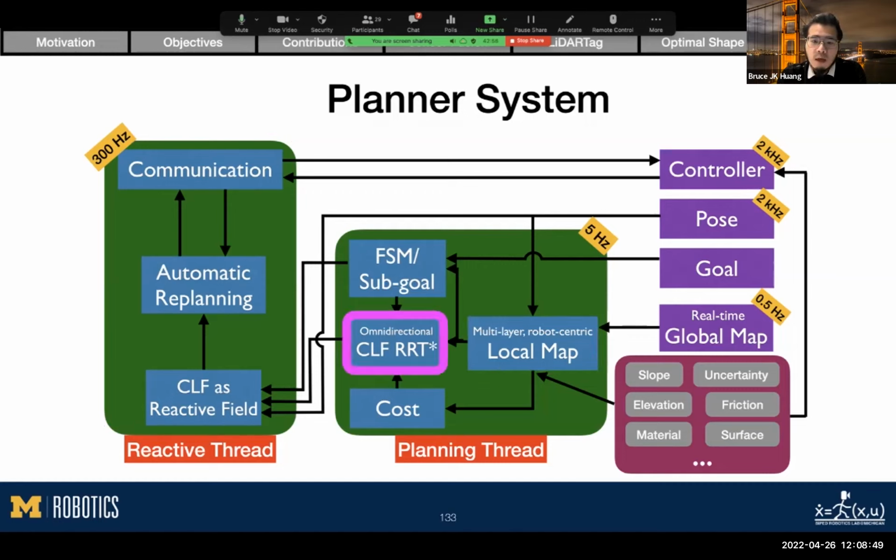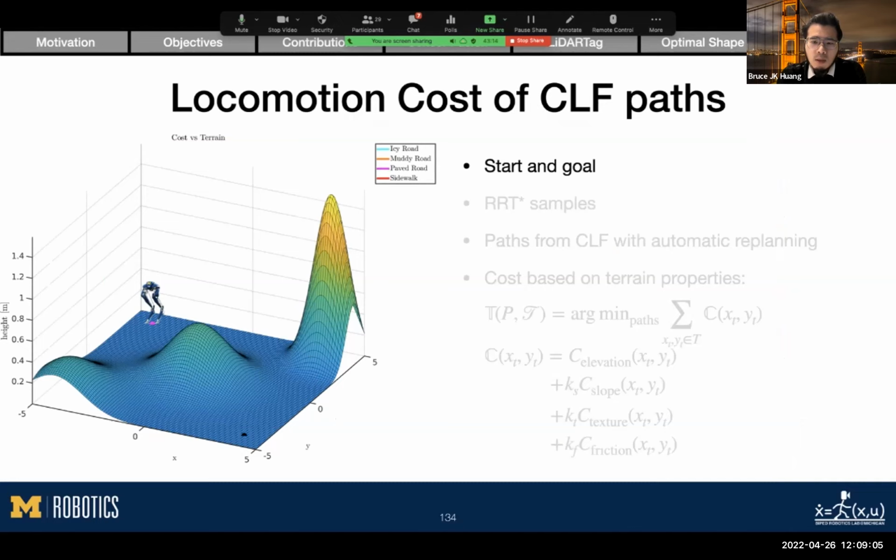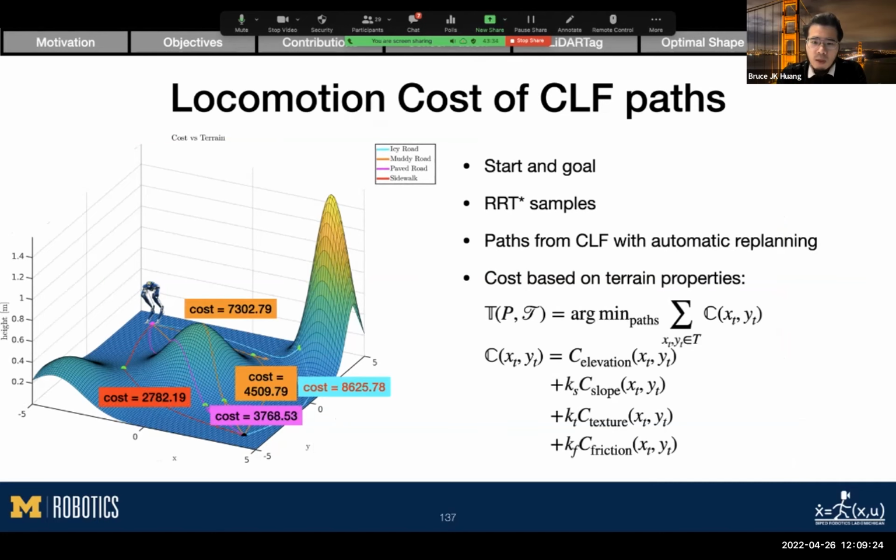To emphasize again, the omnidirectional CLF RRT star computes the CLF between 2 nodes in the RRT tree. The cost of a CLF path is evaluated based on the information provided by the local map. Here we show a quick animation demonstrating how the cost of a CLF path is computed. Given a start pose and a goal position, we have RRT samples. Then the CLF connects two nodes in the tree. We then compute the cost based on all the available information we have on board.